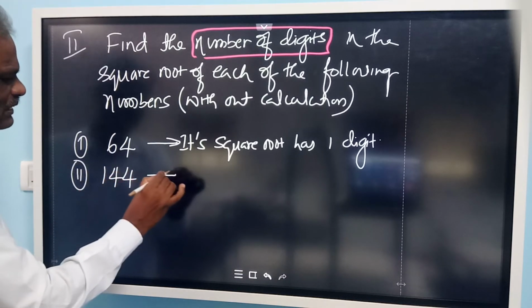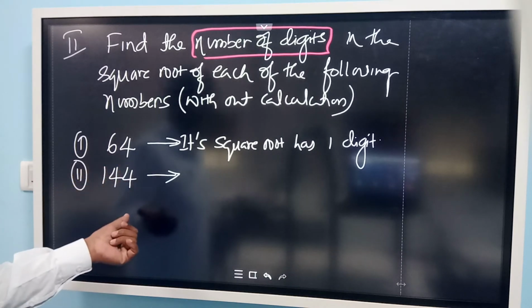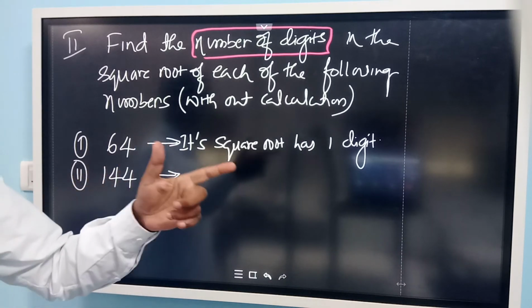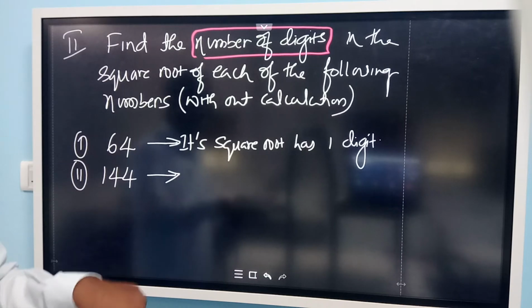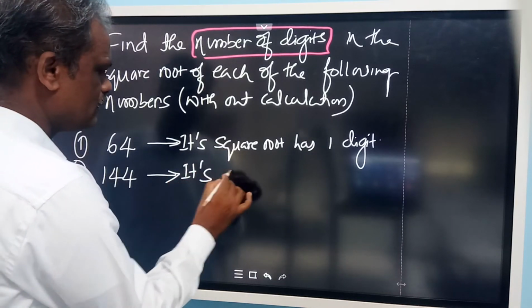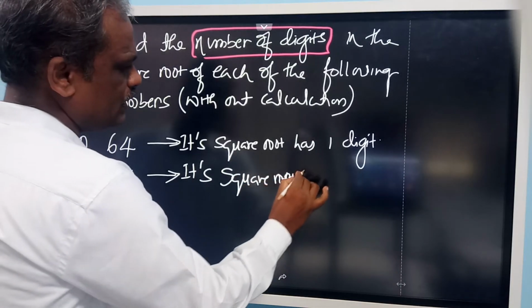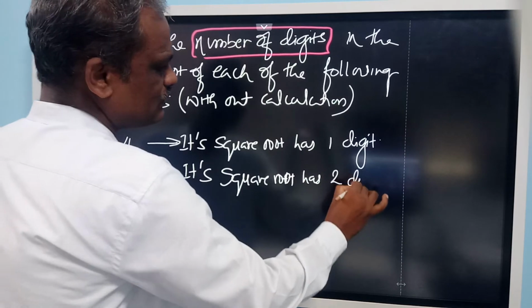This number is having 3 digits, an odd number of digits. Odd number of digits means the square root has n plus 1 by 2 digits. Here n means 3 digits. 3 plus 1, 4. 4 by 2 means how many digits will be there? 2 digits. Its square root has 2 digits.